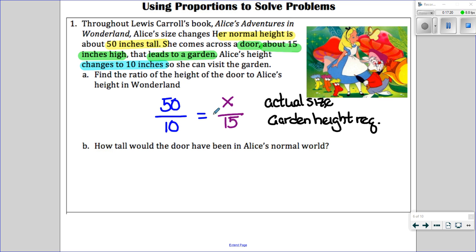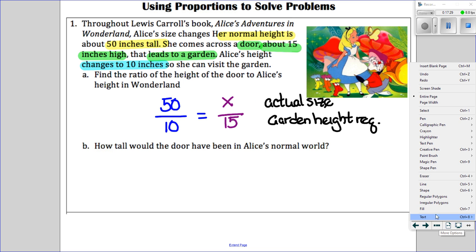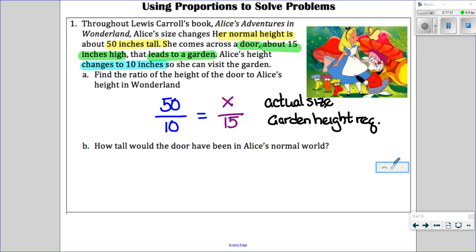Okay, so I have the actual size over the garden height requirement sizes. She needed to be 10 inches in order to fit through the 15-inch door. Now, since we set up the proportion, we can find out what the height of the door would be in her world. So I'm going to go back to the ratio that I've set up, and I'm going to solve.